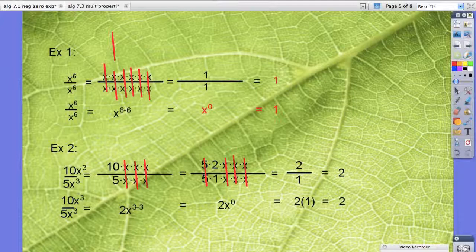And if we do it the much faster way, we're going to do this in small pieces. So 10 divided by 5 is 2. And when we divide exponents with the same base, we subtract top minus bottom. So 3 minus 3 is 0. So here's the part that tricks people sometimes. The 0 exponent is applied only to the x. Therefore, the x to the 0 power should be 1, and the 2 should be left alone. So what we're really looking at here is 2 times 1, which is 2.